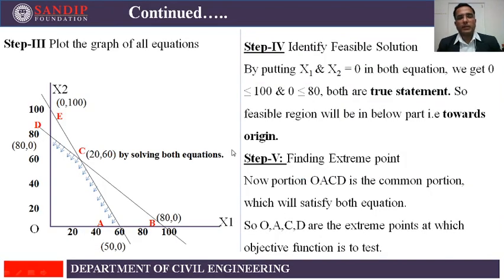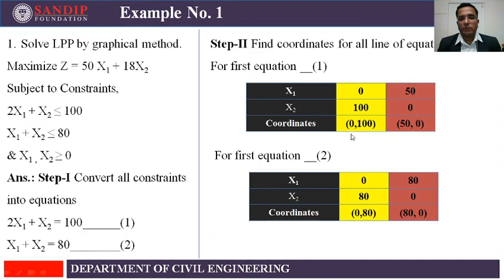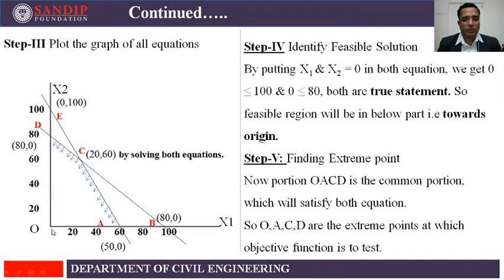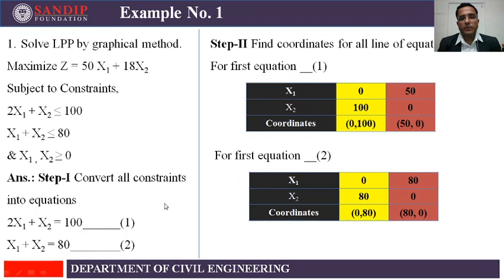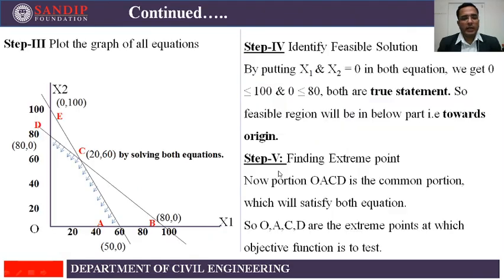Now move to step number 3. In this step, we have to plot the graph of all equations. To plot the graph of the first equation, the coordinates we have got are (0, 100) and (50, 0). So on the y-axis 100, this is the point 0 and 100. Then 50 and 0, so on the x-axis 50, and on the y-axis 0.